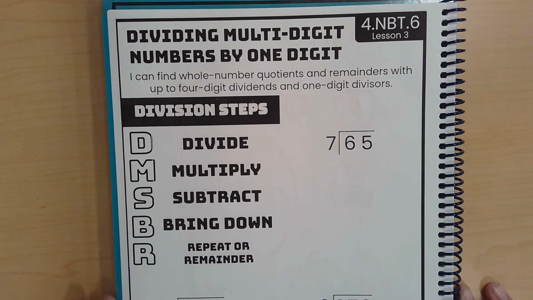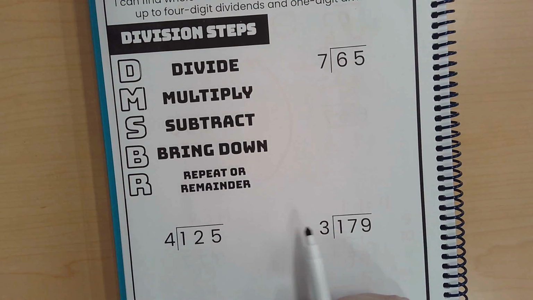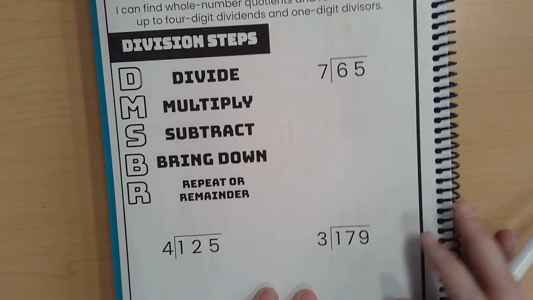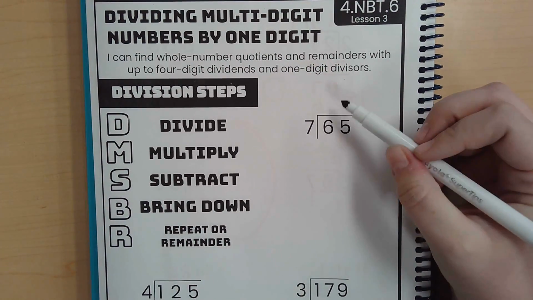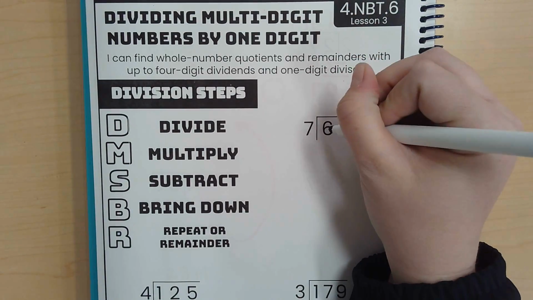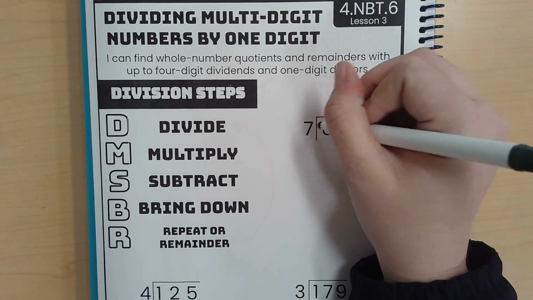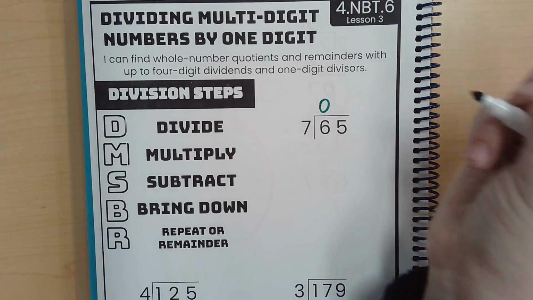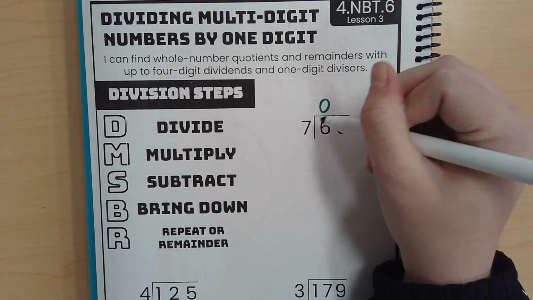All right, for this lesson, we are building on what we did last time, and you're going to see that throughout the lesson, you'll be working on longer problems. You're also going to notice what we do when we can't divide by that first number. So, like this one, 6 divided by 7. If we have 6, we can't make an equal group of 7, so we're going to put a 0. That's our first step to divide.